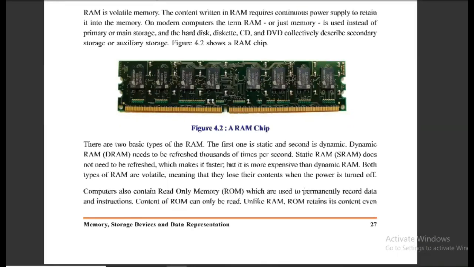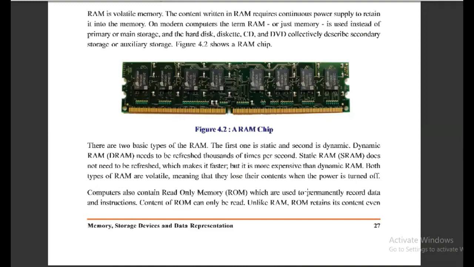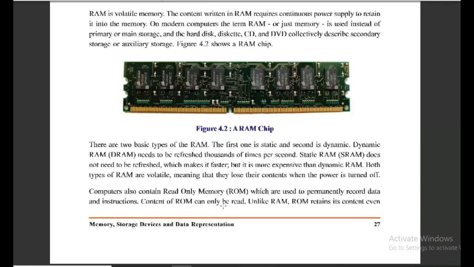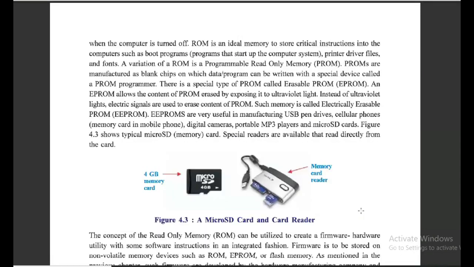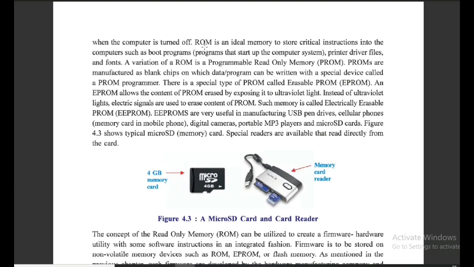Read-only memory means where data is stored only once. That is read-only memory. You cannot write on it. Here the content of ROM can be read. Unlike RAM, ROM retains its content even when the computer is turned off. So we know that RAM is cleared each time we turn off our computer, but ROM will hold the data since it is read-only memory. It is not supposed to be written again. So ROM holds that data even after we turn off our computer.